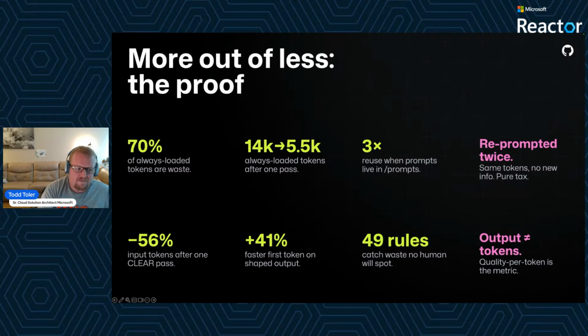So the mindset shift that you have here is that quality per token is the metric. That's what you want to look at. Token count is just the first place you see it. A prompt you had to send twice is the same tokens, right? With no new information, it's purely a tax. It's the tax that you're getting because you didn't write the right prompt the first time. And so how do you actually cut the waste without losing that signal? That's what this framework is.